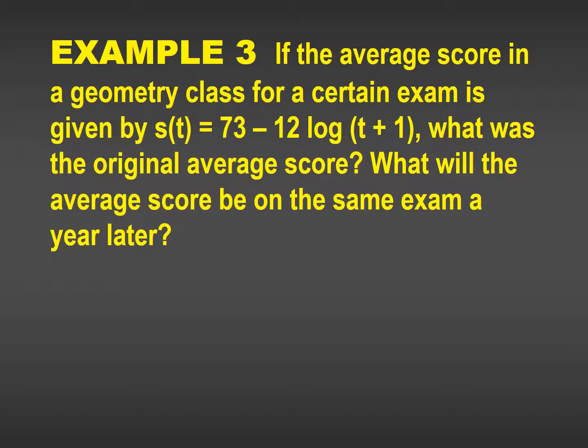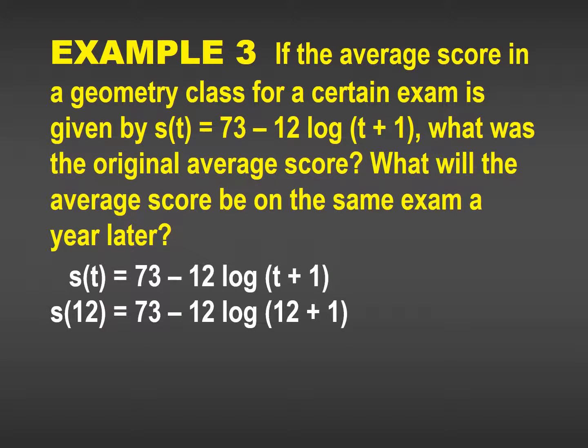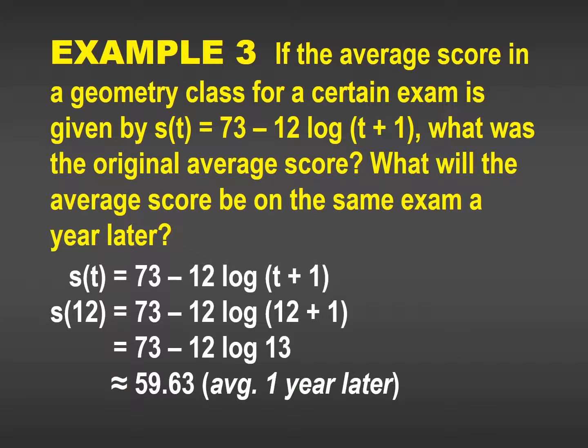Now we'll do a year later. So 12 months have gone by, and we're going to plug in 12 for t. So we have 73 minus 12 log of 13, which gives us approximately 59.63. So if the original average score was a 73, one year later, the average score on the same exam would be 59.63.